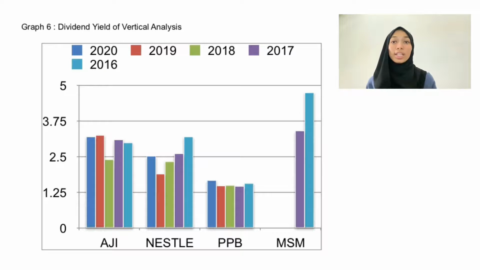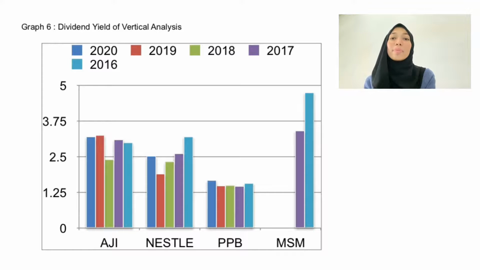For Ajinomoto, the highest dividend yield is 3% in 2019 and its lowest is in 2018 with 2.40%. Nestle's highest dividend yield is 3% in 2016 and its lowest is in 2019 with 1.90%. While PPB indicates a stagnant dividend yield throughout the years, it reached the highest in 2020 and gradually decreased and reached its lowest in 2017 with a dividend yield of 1.47%.